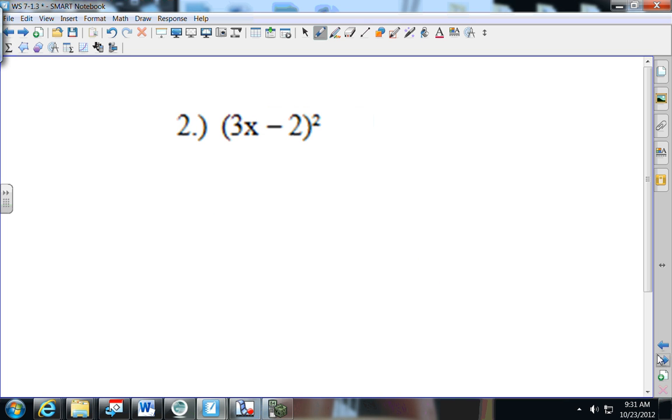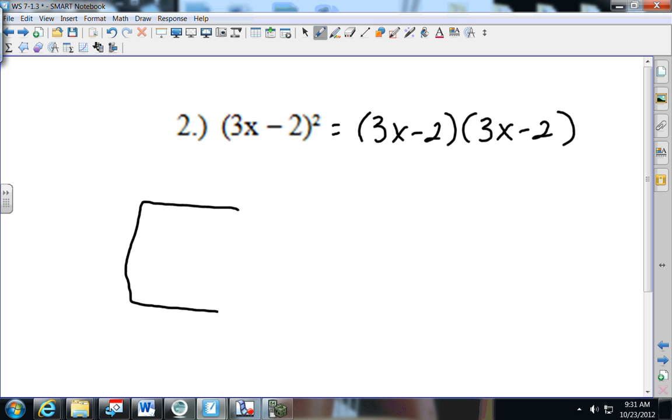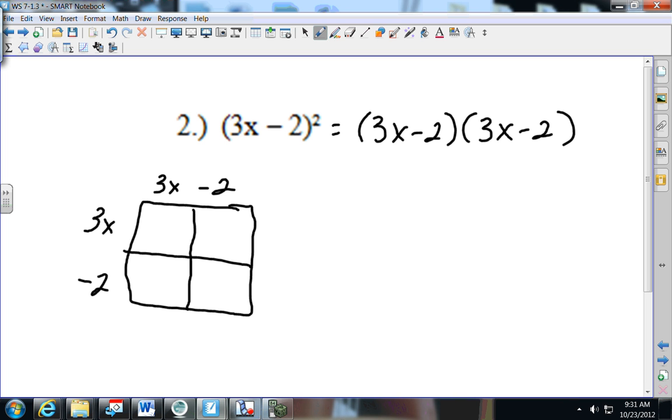Next one, right here, number 2. What does this mean? Some people try and do like 3 to the second power, 2 to the second power. You can't do that. This means 3x minus 2 times 3x minus 2. Binomial times a binomial. So I'm going to draw my box. I've got 3x minus 2 times 3x minus 2.